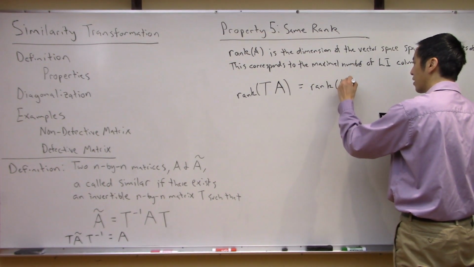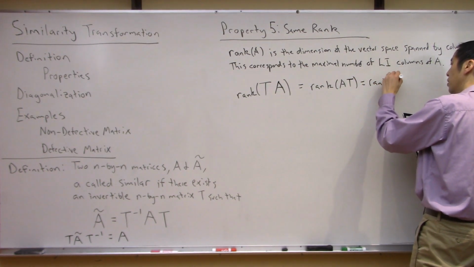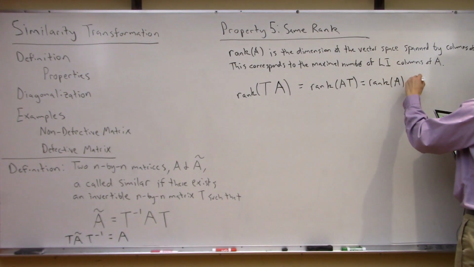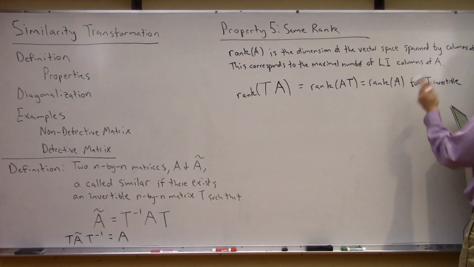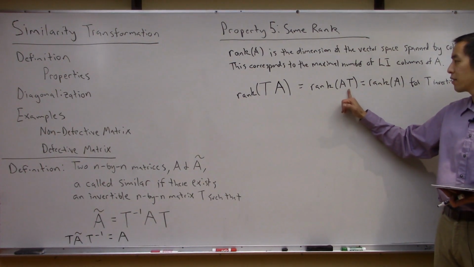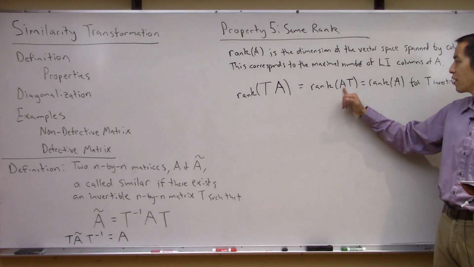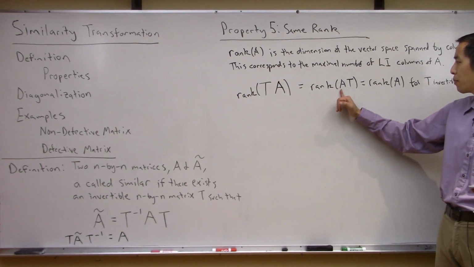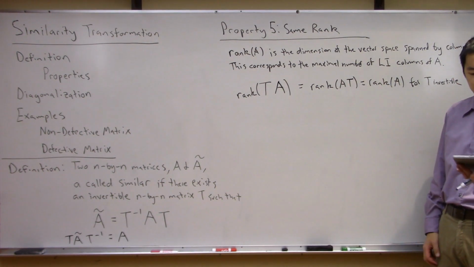Let me write this. All of these are the same thing, for T invertible. Because that's the whole idea with invertible: it means T is full rank, it's not singular, so it's not going to change the number of linearly independent columns of the matrix A by just multiplying.